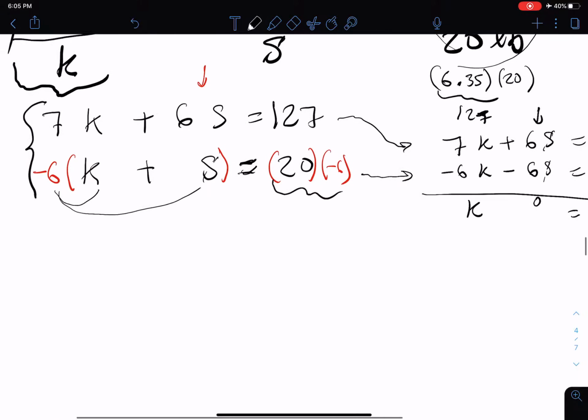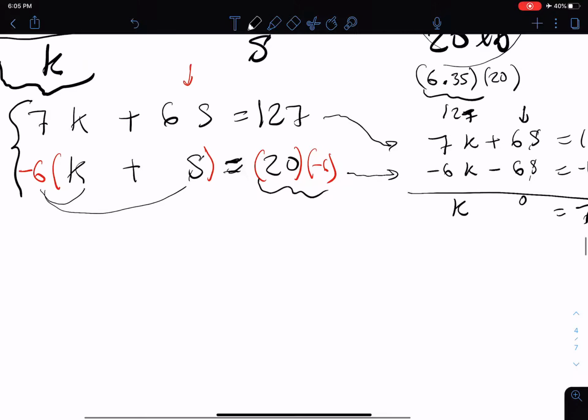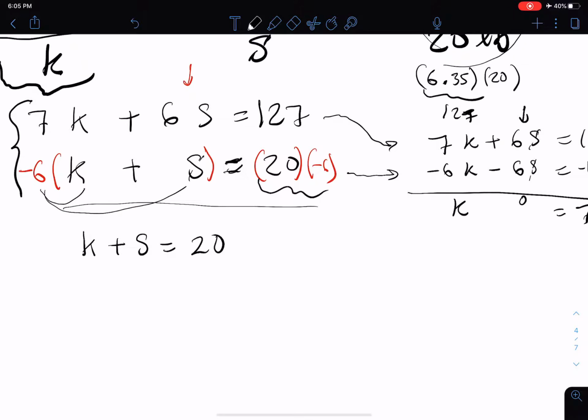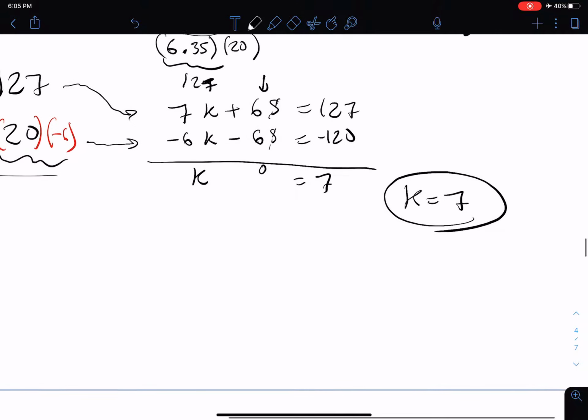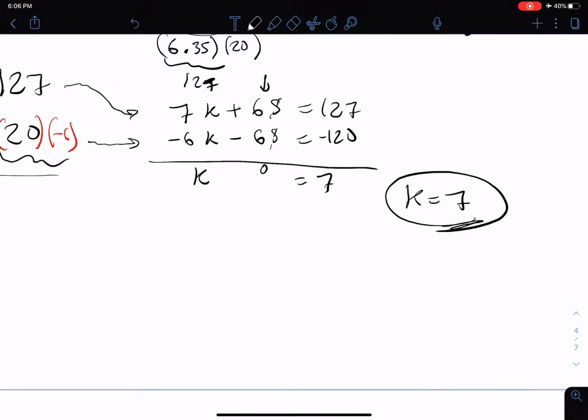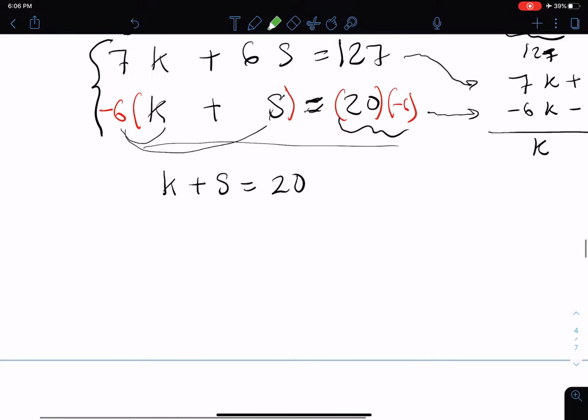So the next thing we want to do is go to this simple equation that we had at the beginning, which said k plus s equals 20. Well, we know that k is 7, so we are going to replace k with 7. So now we've got 7 plus s equals 20, and if we subtract 7 from both sides, we get 13.